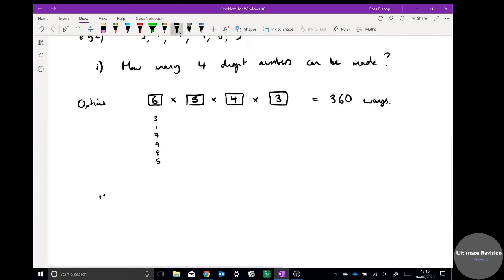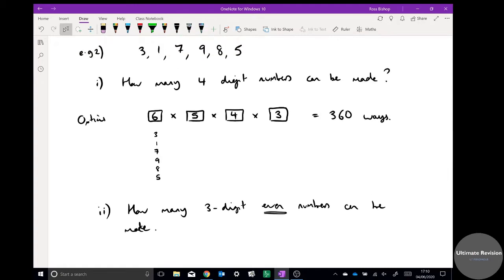Right, okay, second question. Using the same digits, how many 3-digit even numbers can be made? That's crucial here. So maybe pause the video, have a think about how many 3-digit even numbers could be made from those 6 available numbers at the top there.